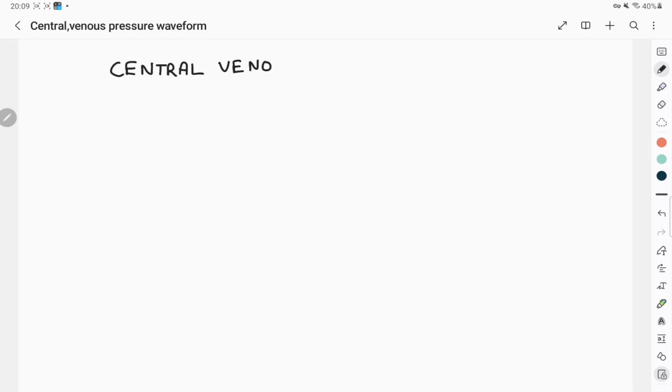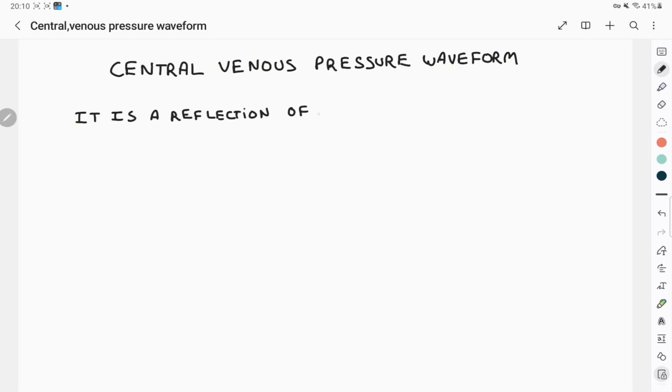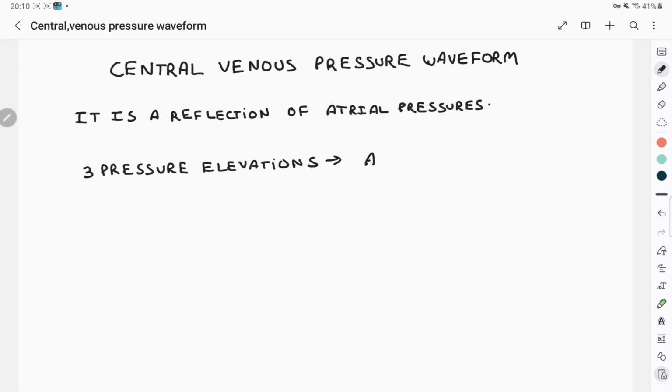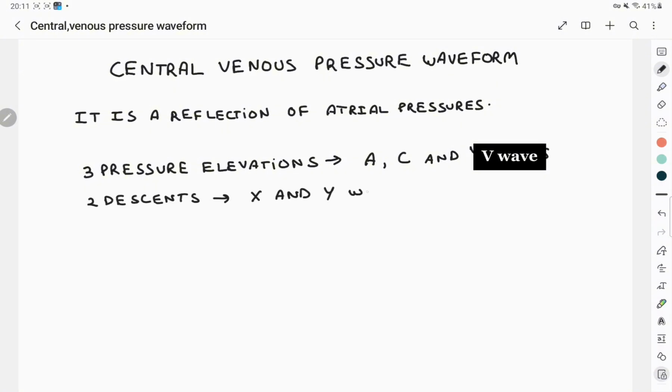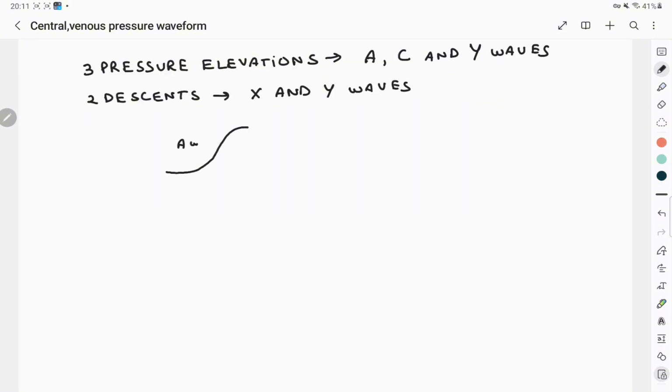In this video, I am going to teach you the central venous pressure waveform. The CVP waveform is a reflection of the atrial pressures. It consists of three minor pressure elevations called the A, C and V waves and two descents called the X and Y waves.